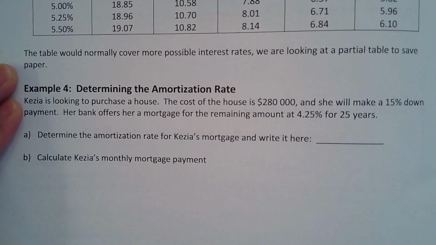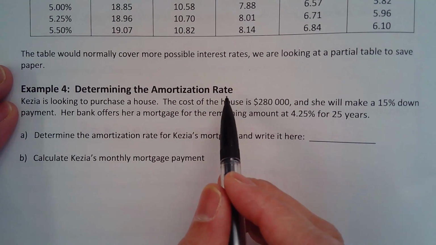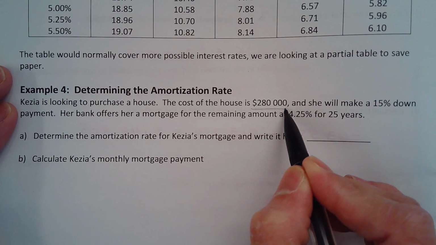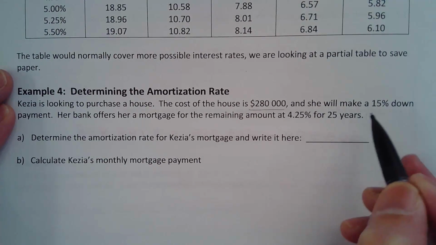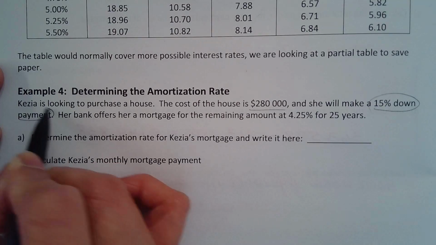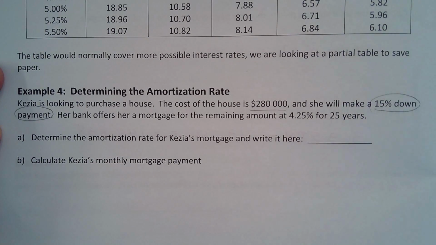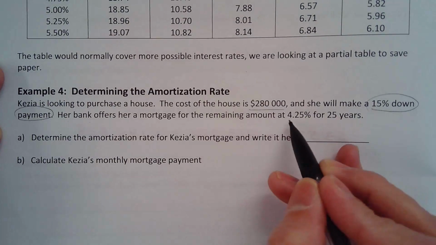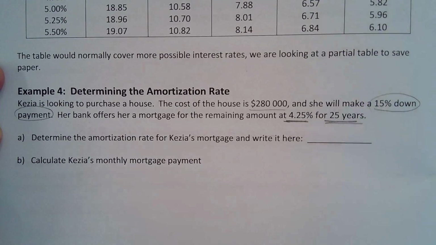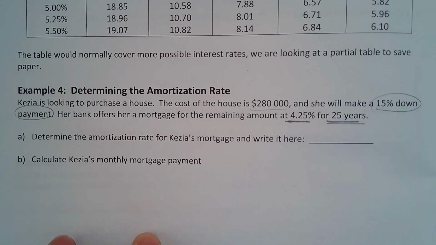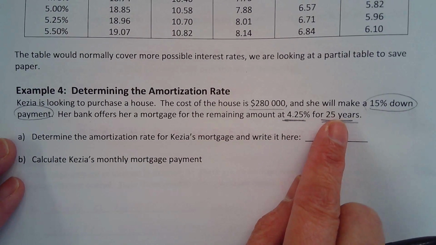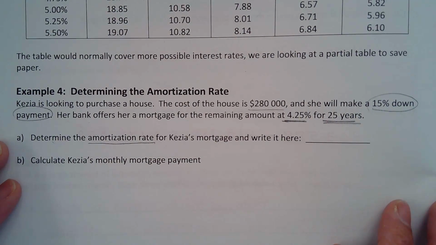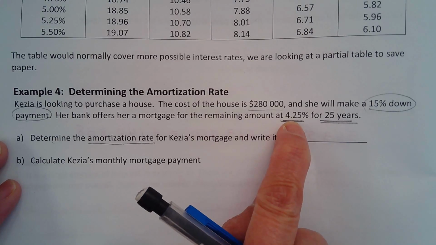Okay, so let's take a look at example 4. Example 4 says, determining the amortization rate. Kezia is looking to purchase a house. The cost of the house is $280,000, and she will make a 15% down payment. We're gonna figure that out. When you see a percent, we're gonna have to calculate something there. Her bank offers her a mortgage for the remaining amount at 4.25% for 25 years. Now, it doesn't say the amortization rate here, right? The only things they gave us are the interest rate and amortization period. So the first thing we gotta do is determine the amortization rate. So we look at 4.25% for 25 years.